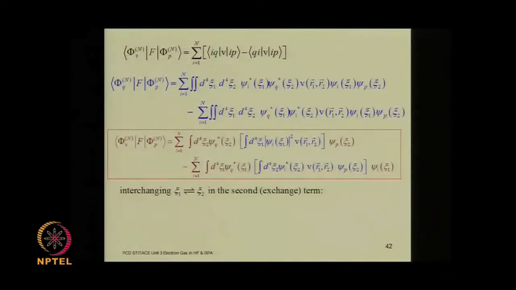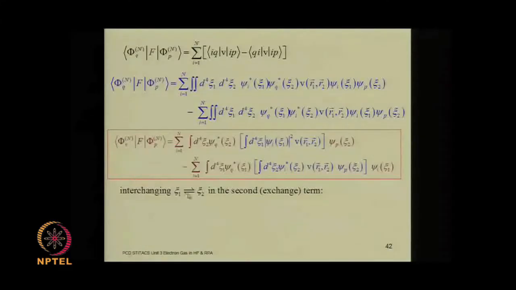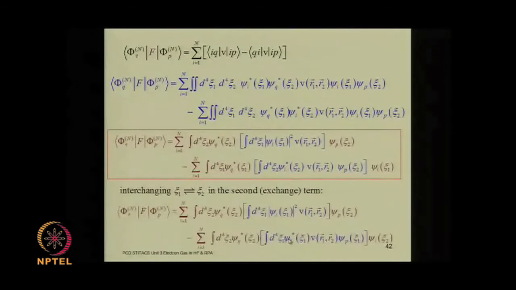And before we get to that convenience, we play this trick. The xi1 and xi2 are dummy variables, and if you interchange them in all the terms, then you are okay. You can't interchange in one and not in the other, but if you interchange them consistently throughout, then you have no difficulty at all. So, we interchange xi1 and xi2 in the exchange term and rewrite this expression in the box, which is what we have got, and it comes happily at the click of the mouse.